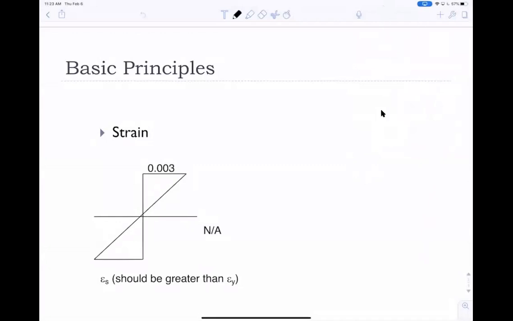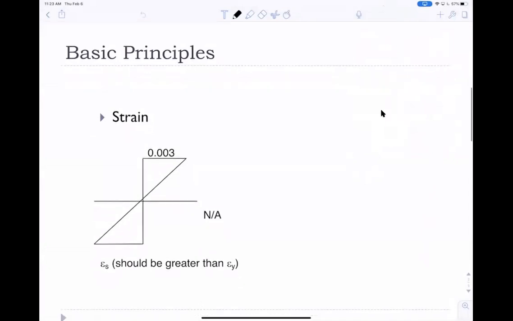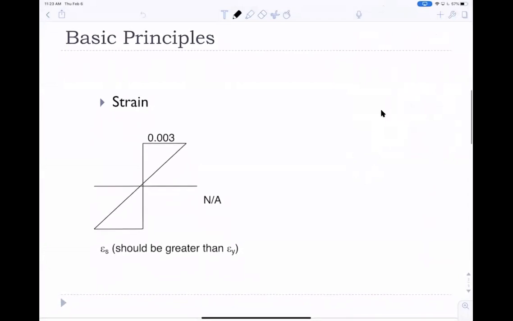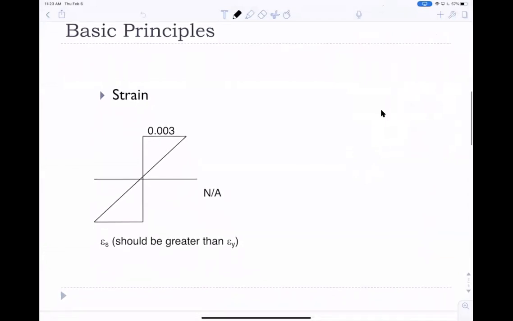So what we're going to do is derive an expression for Mn. We're just going to redo what we did, but with variables instead of numbers. Remember that we start off with this strain diagram, 0.003 on the top, and depending on where the neutral axis is, this strain here should be greater than yield.